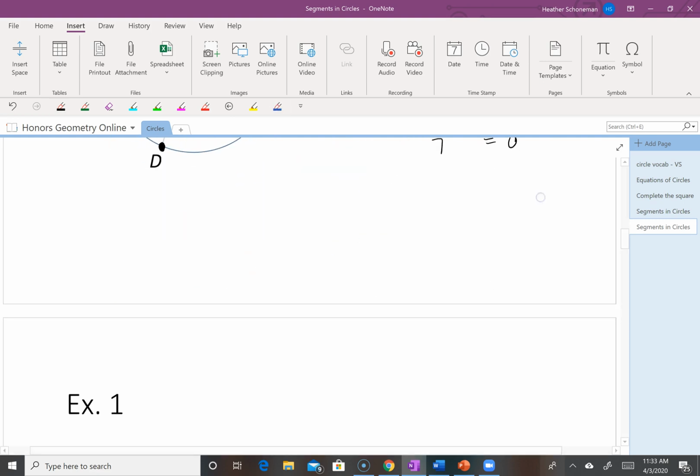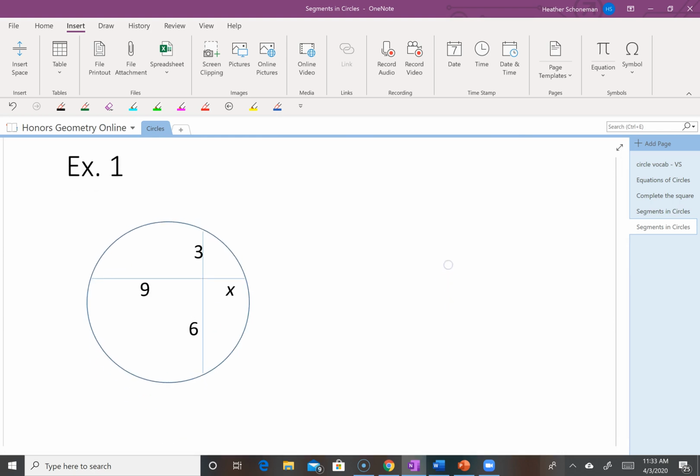All right. So for an example, you have two chords that intersect, so you're going to have part times part. So it would be 3 times 6 equals x times 9. Now this one doesn't, but for all these problems, you're going to round to the nearest tenth. So everything's going to be a decimal. Okay, so we get x is 2. So that's the first option.